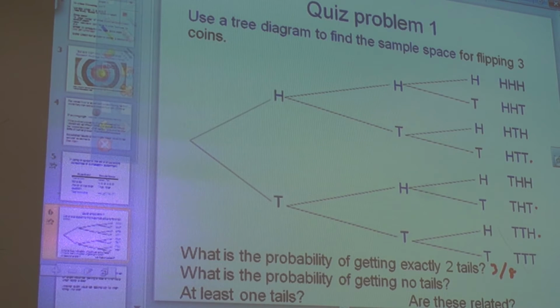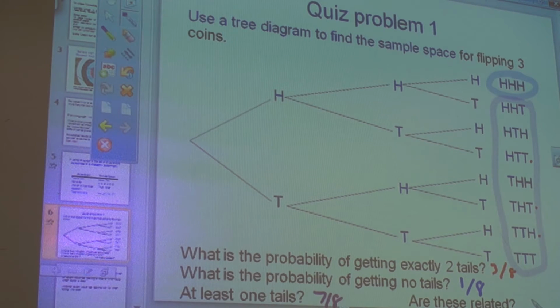Okay. What's the probability of getting no tails? What's no tails mean? All heads. 1 out of 8. One success out of 8 possible. How about at least 1 tail? Which one of these is at least 1 tail? 7. Yeah, all these guys have at least 1 tail in them, right? Everybody on board with me? Okay? 7 out of 8.